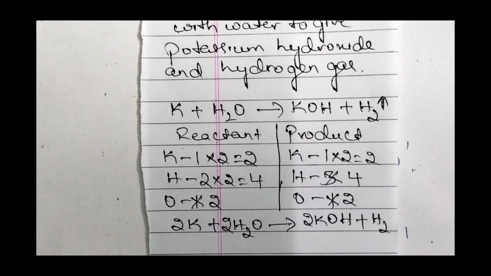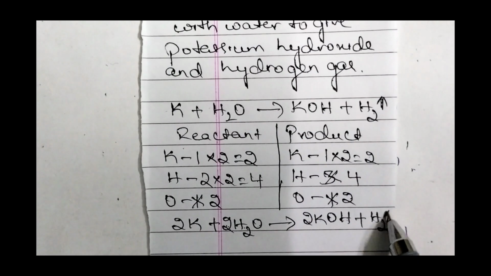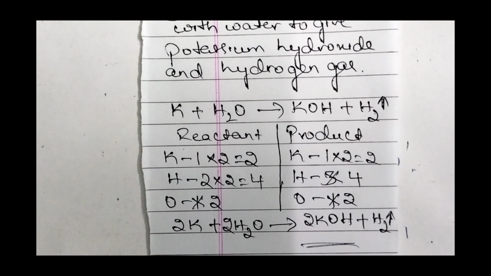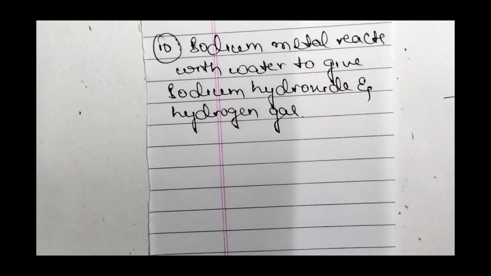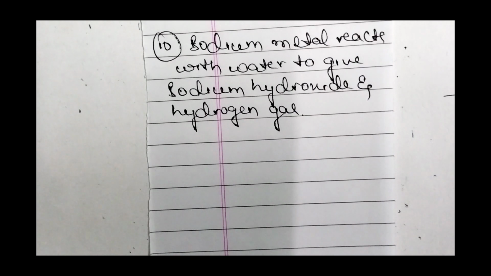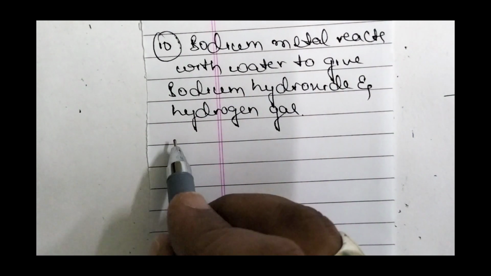So what is the balanced chemical equation when potassium metal reacts with water? So 2K plus 2H2O gives rise to 2KOH plus H2 liberated. So this is a balanced chemical equation. Now let us move to the 10th question. In the 10th question, sodium metal reacts with water to give sodium hydroxide and hydrogen gas. So now let us answer this question.